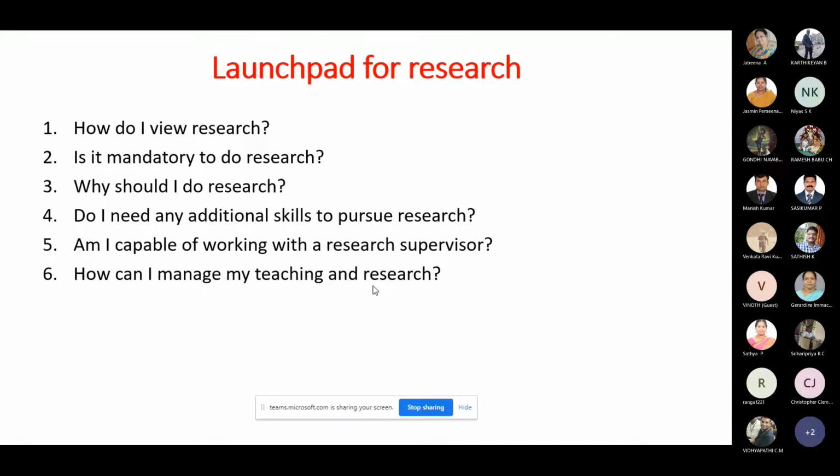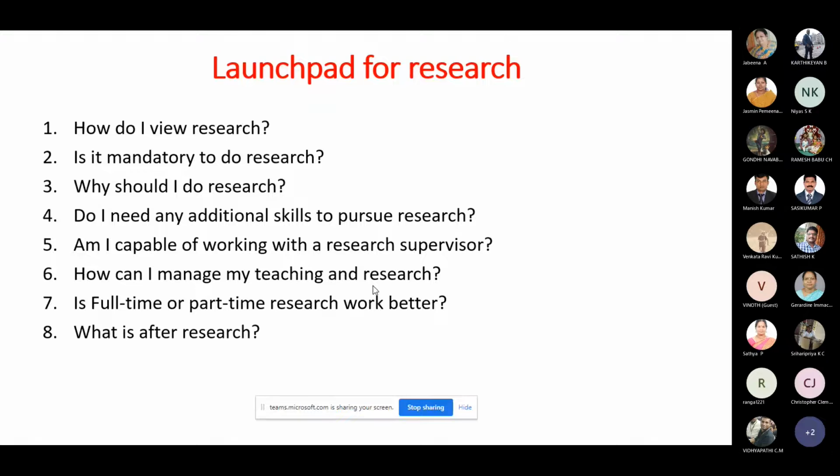So all of you, even I was also teaching. Right now also I'm engaged in some kind of teaching activities, right? So how do I manage both teaching and research? Is full-time research or part-time research work better? Which is going to produce good quality, right? At the end of the day, I'm interested to ensure whether the quality is better or not. What is after research? I've done research, so should I continue the research till the end of my life? Or just for getting the PhD degree, once I get the PhD degree, okay, that's all. Should I stop research?